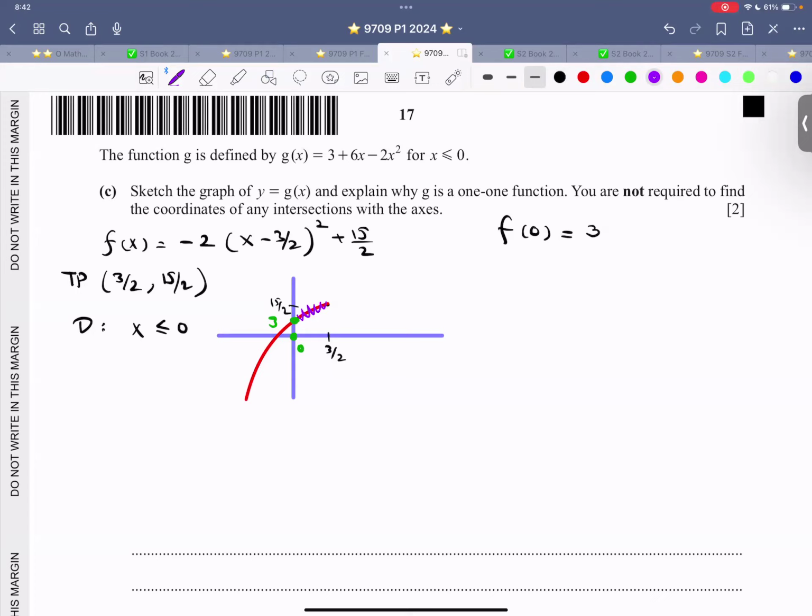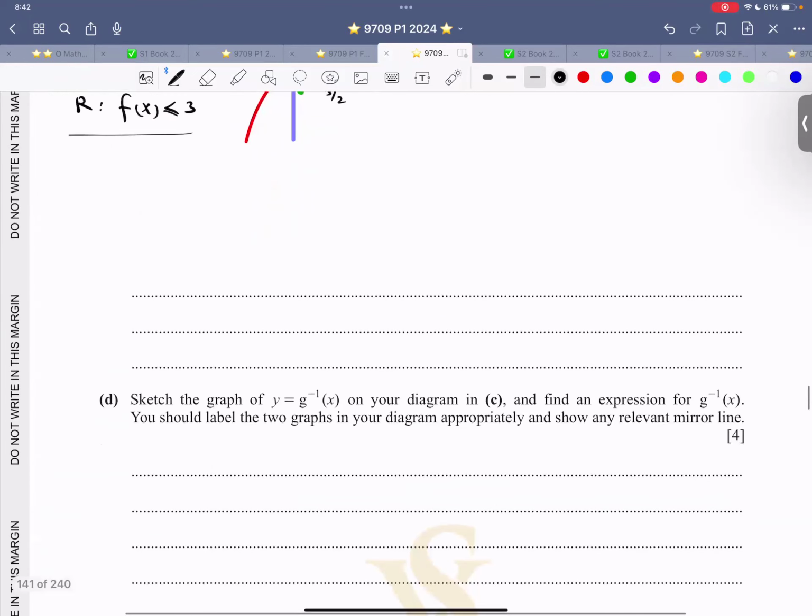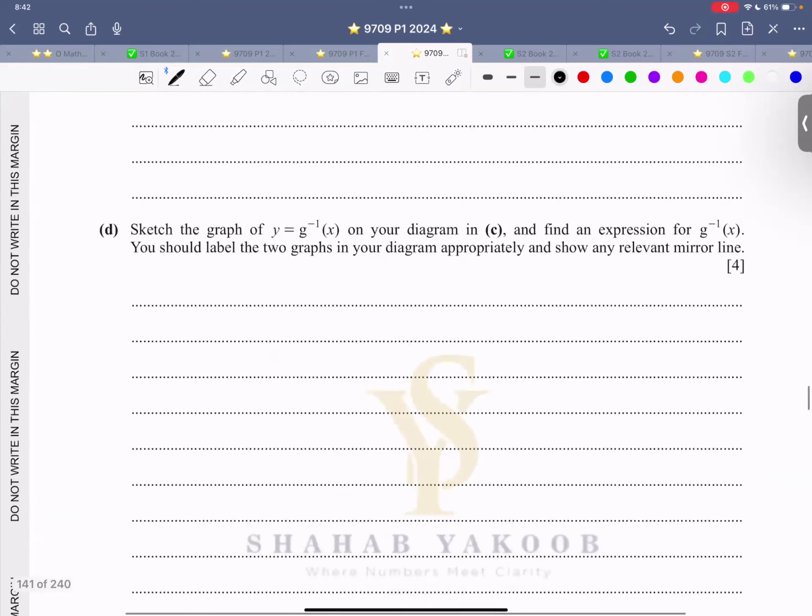So now what are they asking? Sketch the graph, explain why g(x) is a one-to-one function. Explain why it's a one-to-one function, because it passes HLT, the horizontal line test. That's one thing. You're not required to find the coordinates of any intersection. And if it asks for the range, I'll write: y is less than or equal to 3. Sketch the graph of y equals g inverse x on the diagram.